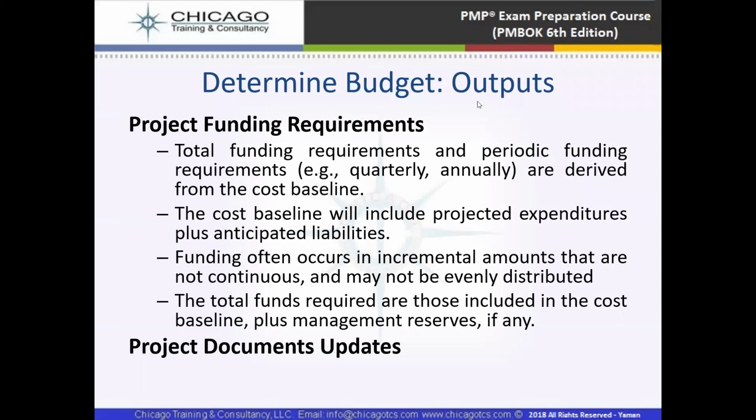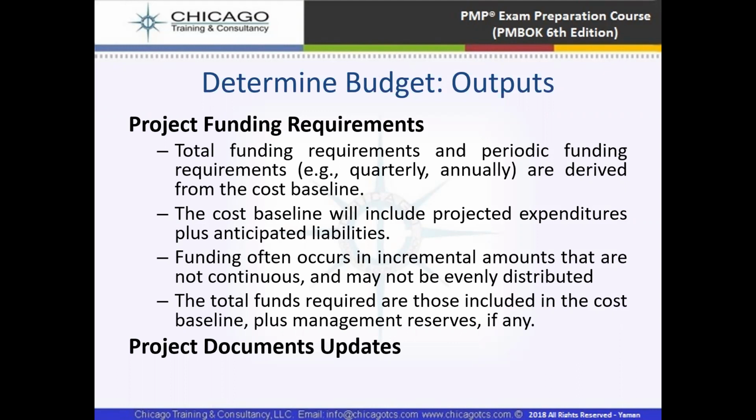Okay, now to determine the budget, there is another item here, which is the project funding requirement. We want to see how much the total funding requirements are and how much the periodic funding requirements are, like quarterly or annually, from the cost baseline.